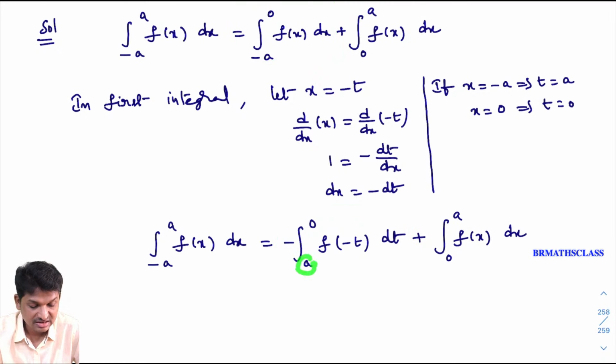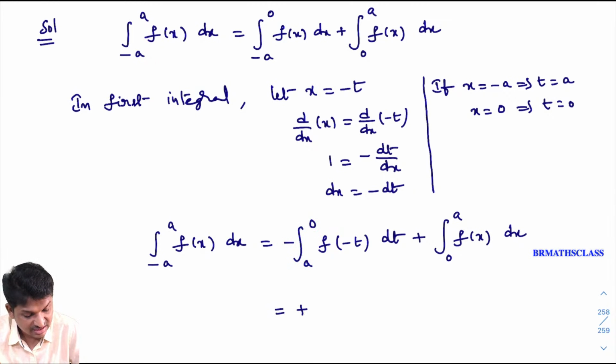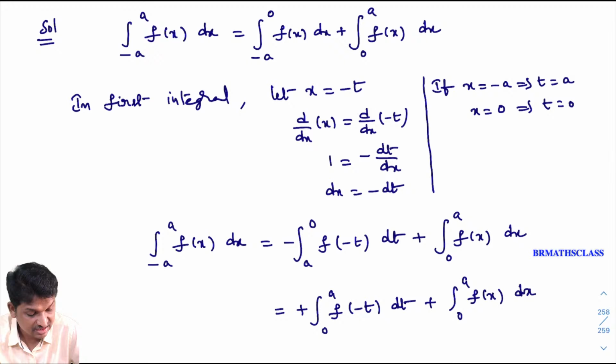Now here this is a to 0. I want to interchange the limits. A to 0 is there now, I want to write 0 to a. You learned the property: whenever you interchange the limits in definite integration, you need to change the sign of the integral. Here minus is there now, that you need to write as plus, right? Plus integral of 0 to a f of minus t dt plus integral of 0 to a f of x dx. Okay, f of x dx.